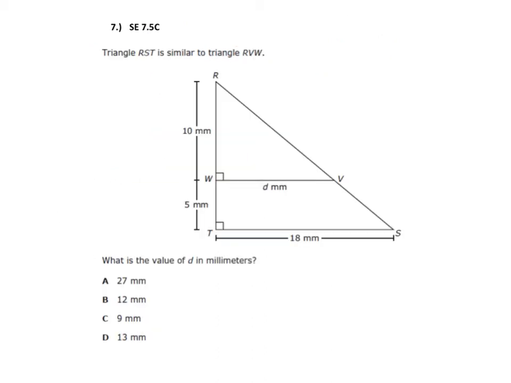Number 7 says triangle RST is similar to triangle RVW. What is the value of D in millimeters? So first thing we're going to do is color code. We got R and R. We got S and V. We got T and W.